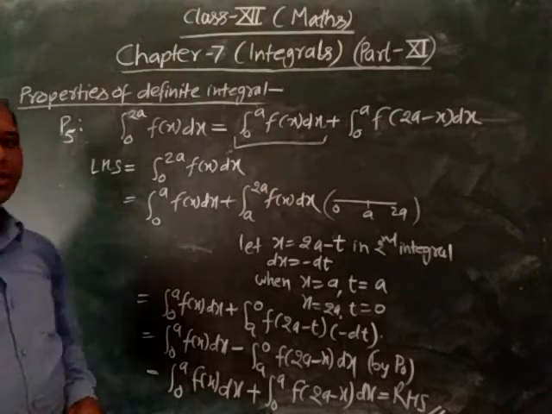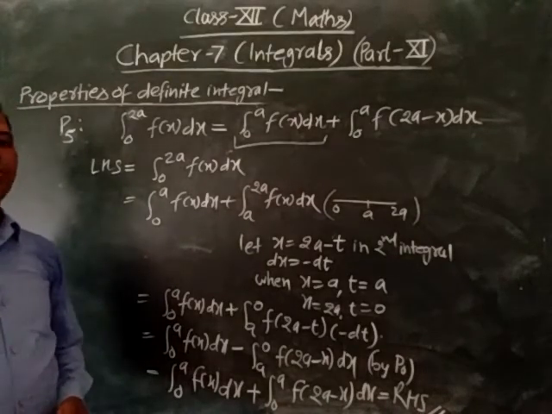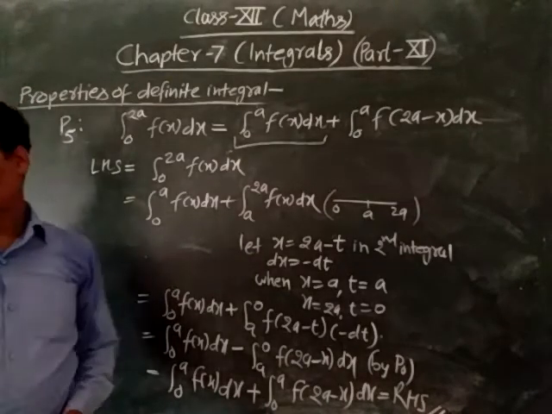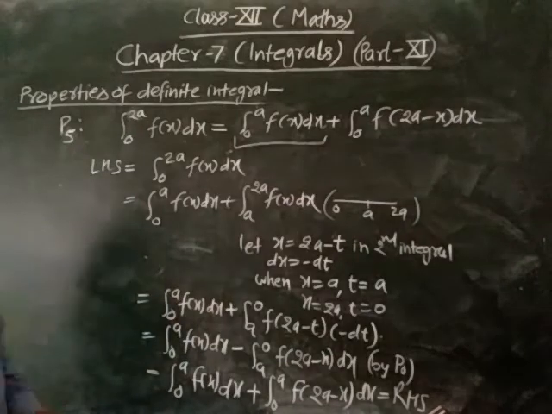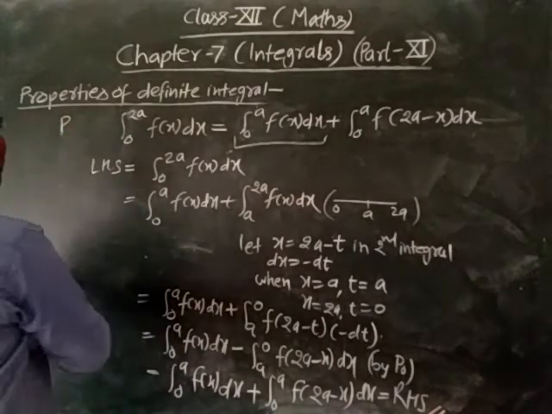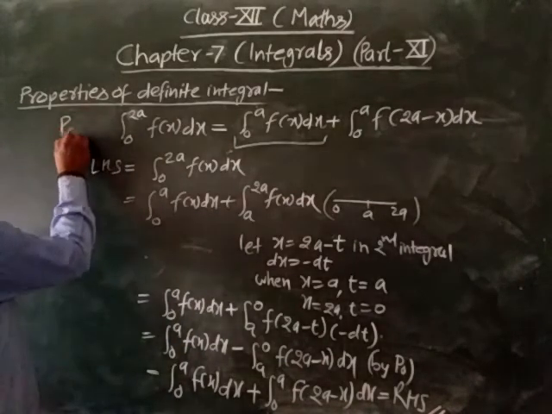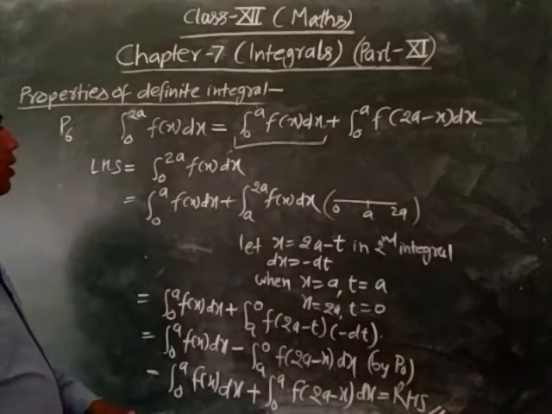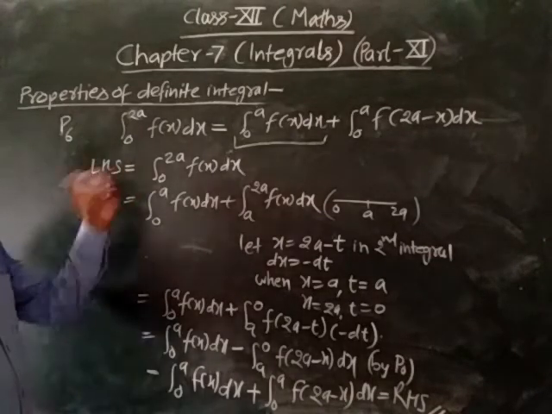It is property number 5. Now there are two more properties. We are going to discuss property number 6. In this property, there are two statements.